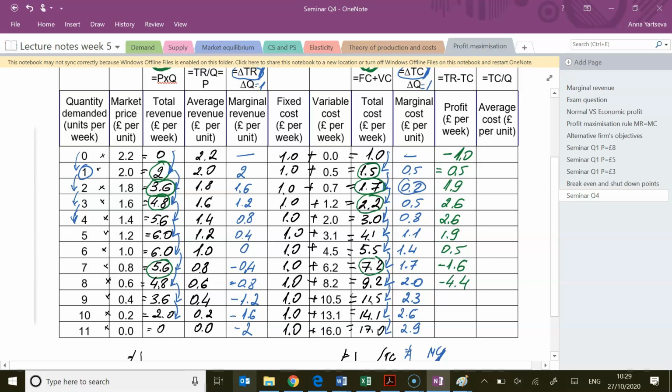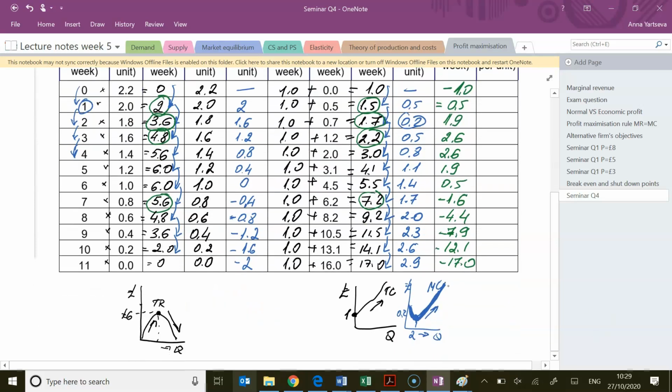3.60 revenue, 11.5 costs, minus 7.9, negative profit, a loss. £2 revenue, 14.1 pounds costs, minus 12.1 loss. 0 revenue, 17 pounds cost, minus 17. So as you can see here, our profit actually starts at a negative value. Let me draw it like this. Initially, we start at a negative amount, -1. When we just start our business, we don't make any profit. We normally suffer from losses. You don't become profitable immediately. -1. Then we start earning some little profit, 0.5, 1.9, 2.6.